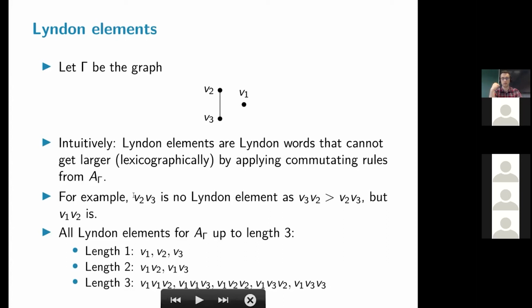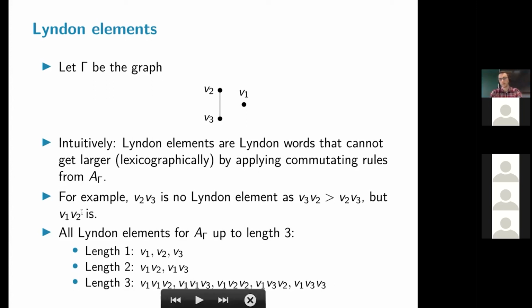For instance, v2, v3 was a Lyndon word, as we saw, but this is no Lyndon element. Since if you apply the commutating relation, we can swap v2 and v3's places. It will represent the same element in some sense, but this v3, v2 is strictly bigger than v2, v3. So we've made the Lyndon word v2, v3 bigger by swapping. So this is not a Lyndon element of our group.